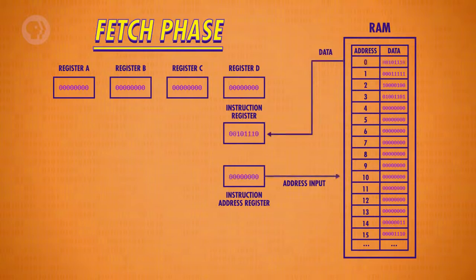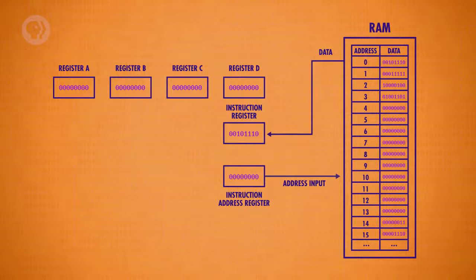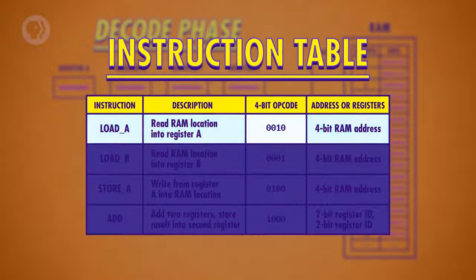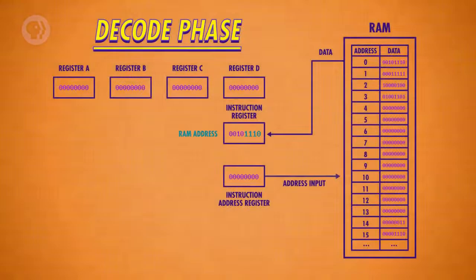Now that we've fetched an instruction from memory, we need to figure out what that instruction is, so we can execute it. That is, run it, not kill it. This is called the decode phase. In this case, the opcode, which is the first 4 bits, is 0010. This opcode corresponds to the load A instruction, which loads a value from RAM into register A. The RAM address is the last 4 bits of our instruction, which are 1110 or 14 in decimal.